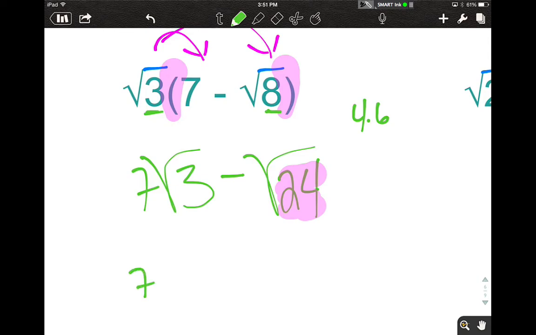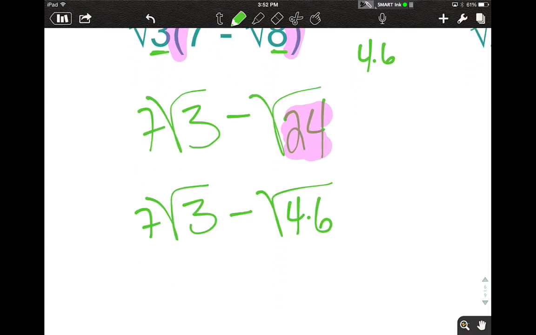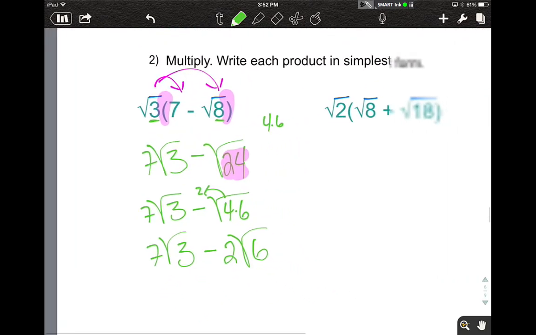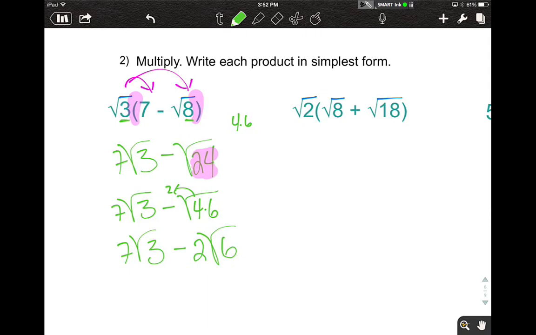So I have 7 root 3 minus, let's just take our time writing out our steps so we can see where everything comes from. And I can bring out the 4. Square root of 4 is 2. 7 square root of 3 minus 2 square root of 6. Oh, I was so hoping that those would be like terms we could continue, but it doesn't look like it. So I'm done. Okay, nothing more you can do there.